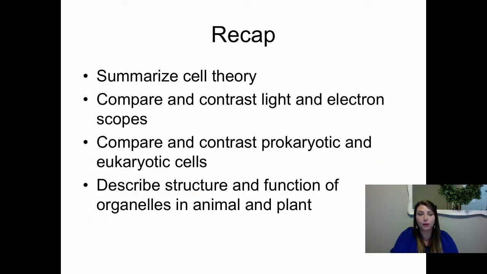All right, so let's do a quick recap. We talked about the cell theory. We compared and contrasted light and electron microscopes. We compared and contrasted prokaryotic and eukaryotic cells, and we talked about the structure and function of organelles in animal and plant cells.